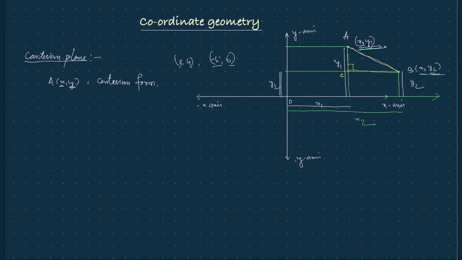Then suppose this is m and this is n. So what is mn? You can see mn is equal to bc. Whatever mn is, bc will be the same, can you understand? So mn is bc. So we need to find what is mn.